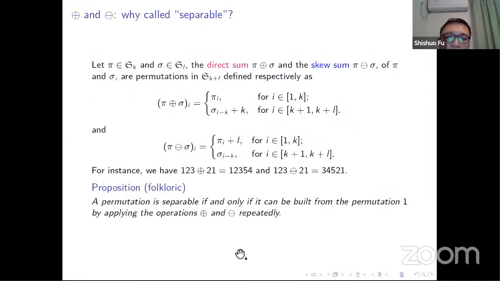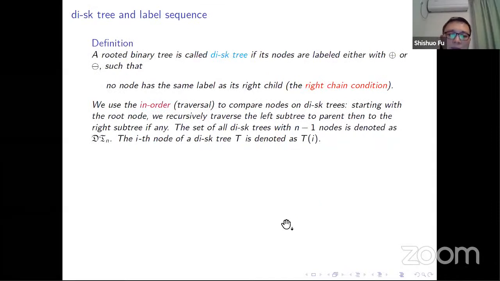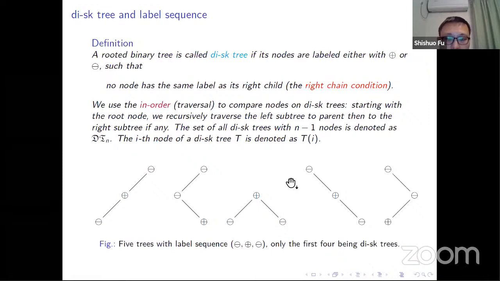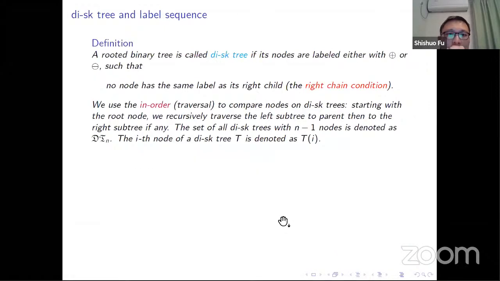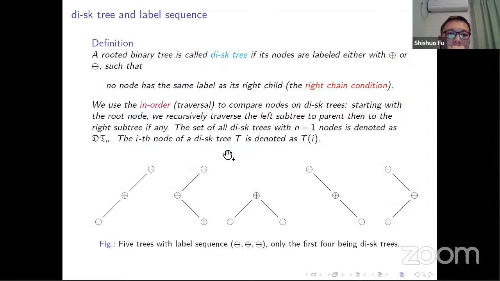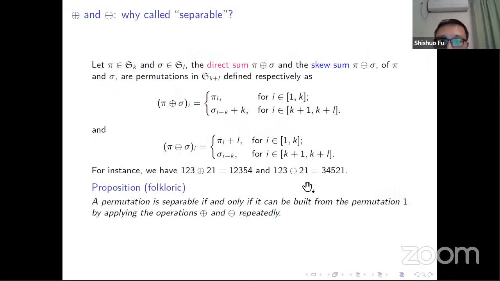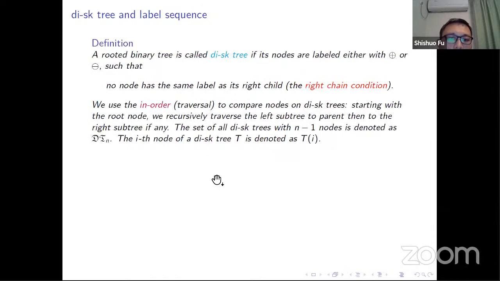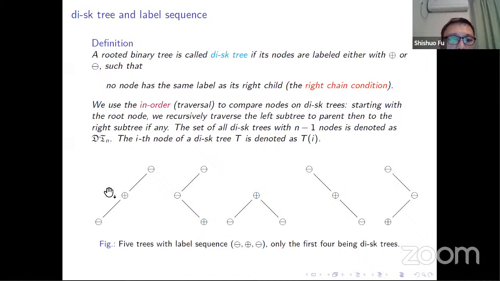So once you have this expression of permutations in terms of direct sum and skew sum, it naturally corresponds to the so-called DS trees. Sorry, I didn't put an example here. How about I do it the other way around? For example, I take this DS tree.